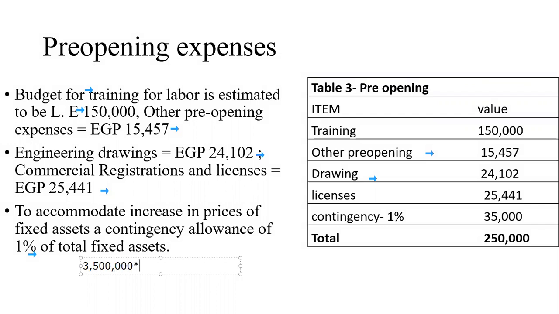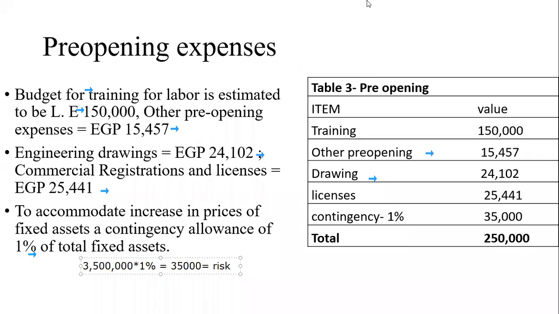And then I will multiply them times the 1%, then it will give me 35,000. So this is for the contingency or the risk factor or any change in the price. So basically, I did the total calculations for the 35,000 risk, and this is for the pre-opening expenses. So it is important to calculate the pre-opening expenses. After that, we're going to look for the rest of the case.